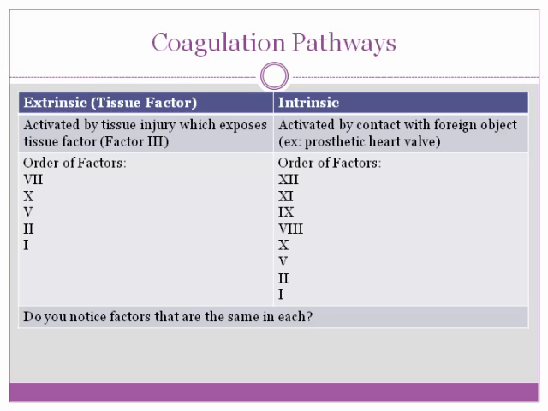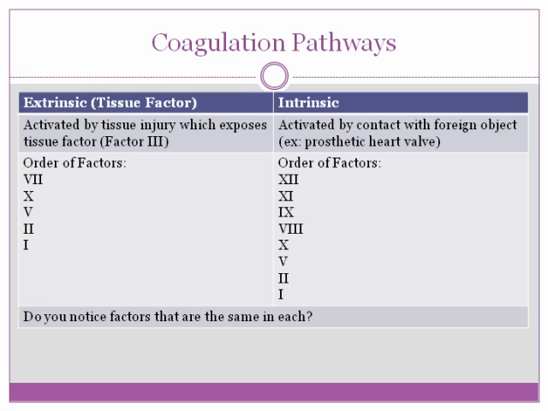I put down the factors and the order in which they occur in the extrinsic pathway. The ones involved in extrinsic are 7, 10, 5, 2, and 1, and that's the order they're going to go in. And we'll look closer at this pathway in just a second.